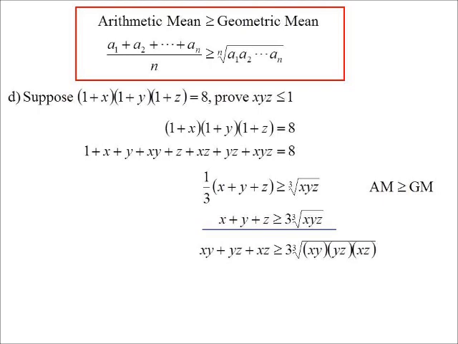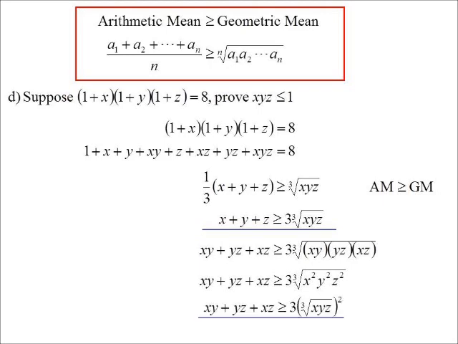Don't think of it as A plus B plus C. Just think of it as 3 things added together will always be greater than or equal to 3 times the cube root of those three things multiplied together. That's all we're saying. Now on the right-hand side, xy times yz times xz is x squared, y squared, z squared. So I now have two parts of my left-hand side.